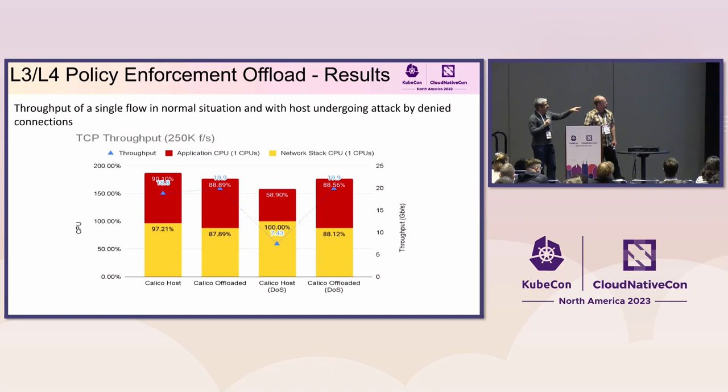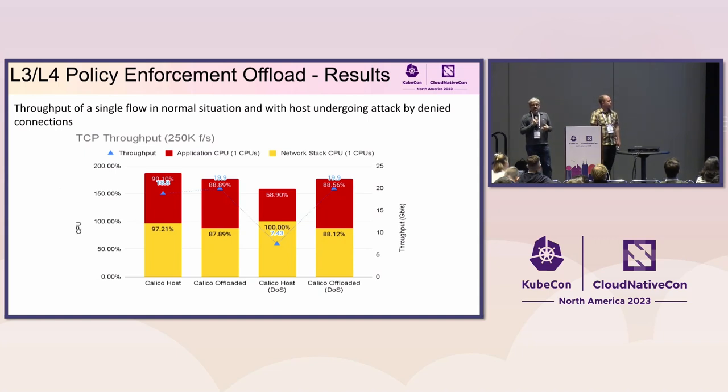So when we have everything done in the Calico on the host, you can see a good amount of the full CPU core is taken up. This is measured in CPU cores. So it's taken up by the network layer, basically. That's the yellow. And about 90% of the second CPU core is being taken up by the applications, and in total we achieve roughly about 19 gigabit per second under the experiment that we had. We offloaded some of that stuff. We basically decreased roughly about 10% of the network layer consumption of CPU on the host CPU, and we increased a little bit the application processing. And this is a very single case where we have a single flow.